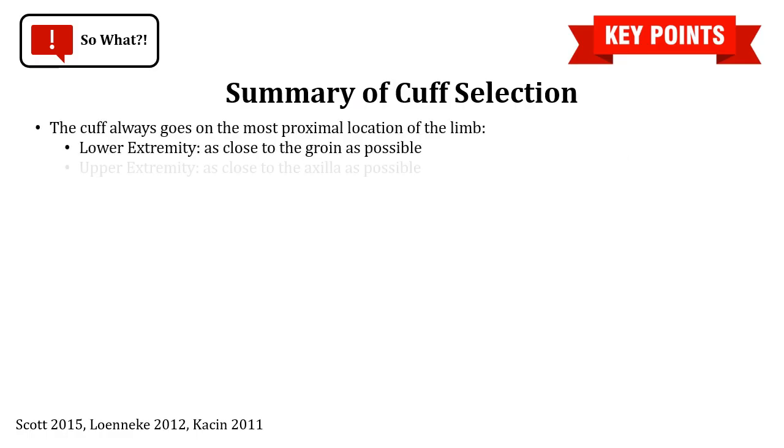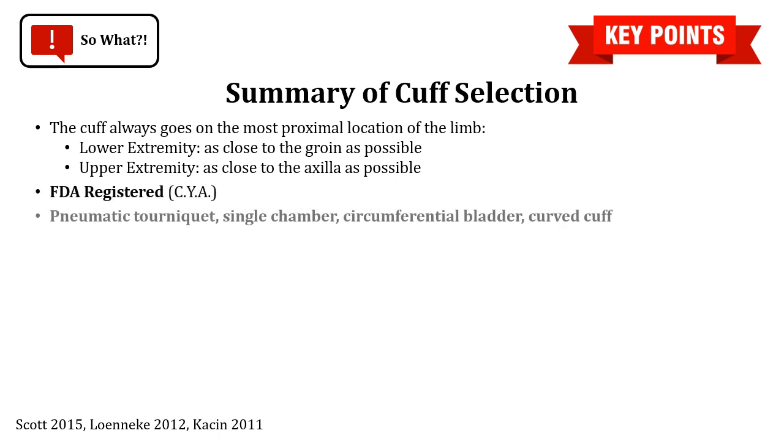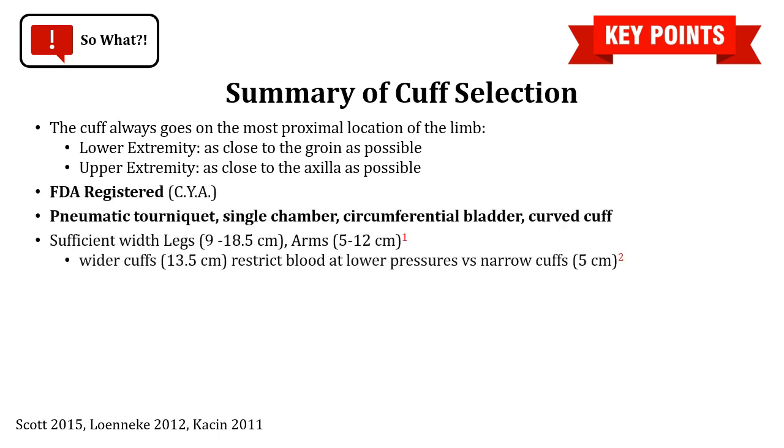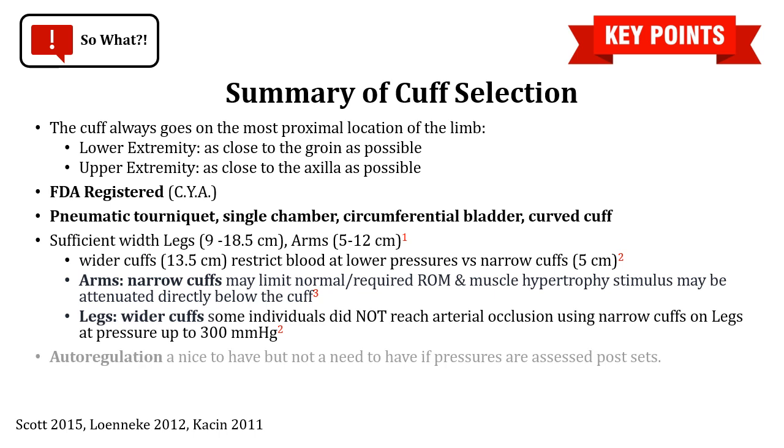The slide taken from part 2 of the presentation shows what you want to look for in your cuff selection. You're going to be using FDA registered cuffs, that is, cover your ass, pneumatic tourniquets, single chamber, circumference bladder, and curved cuffs, which are going to be best suited for proper and safe application. And auto regulation is a nice to have, but not a necessity. The auto regulatory feature is what maintains the pressure during the exercise with contraction and relaxation.